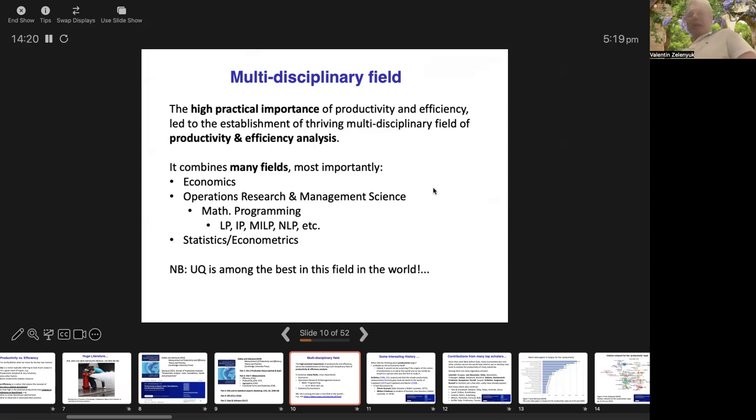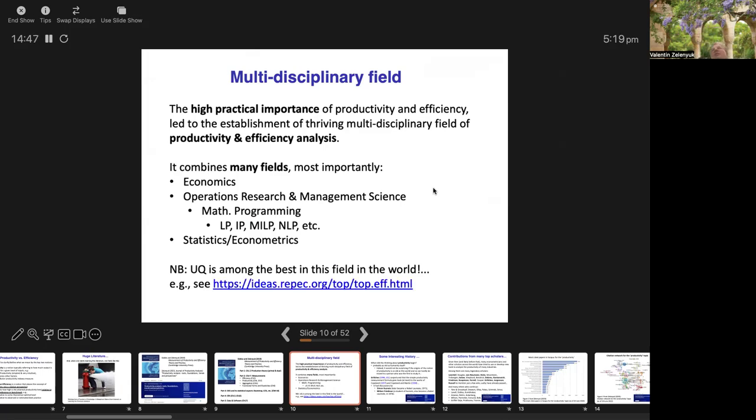Okay? Now, perhaps a good thing to notice for those from UQ is that you should be happy that UQ is actually one of the best in this field in the world, and that's mainly because of the great colleagues that we have here that contributed a lot to this literature.